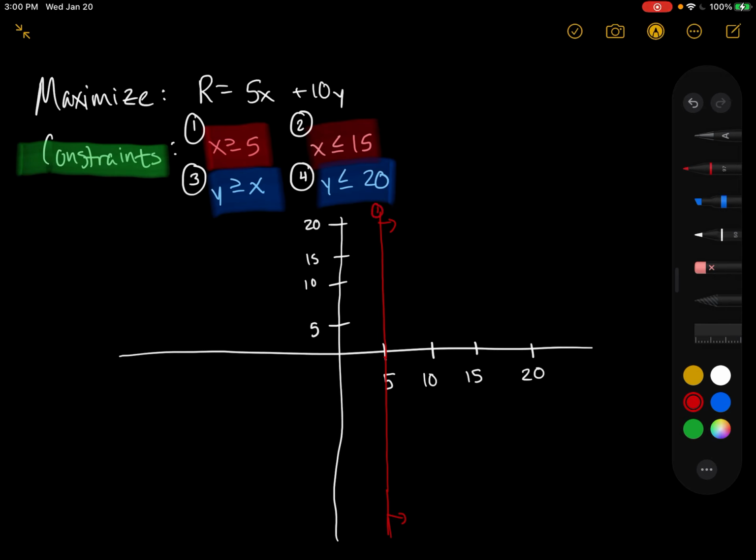So we'll label this right here as function number 1. Secondly, x is less than or equal to 15, so let's put that one here. Again, another solid line because of that or equal to sign. We'll label this as function 2. We shade to the left because it's less than.